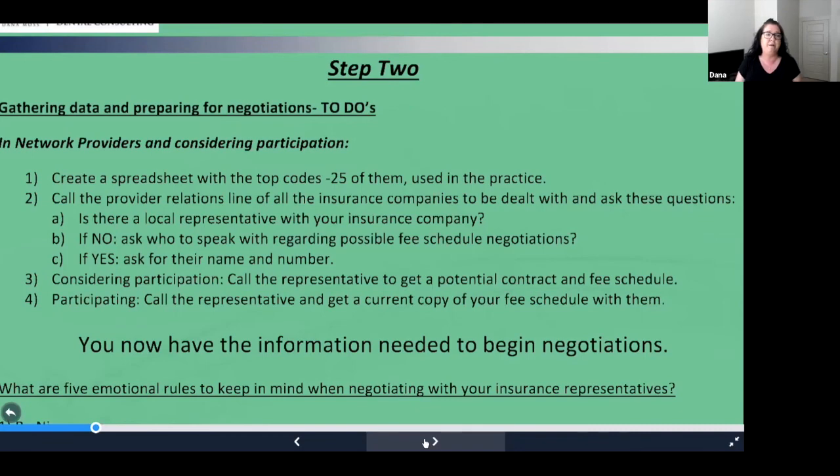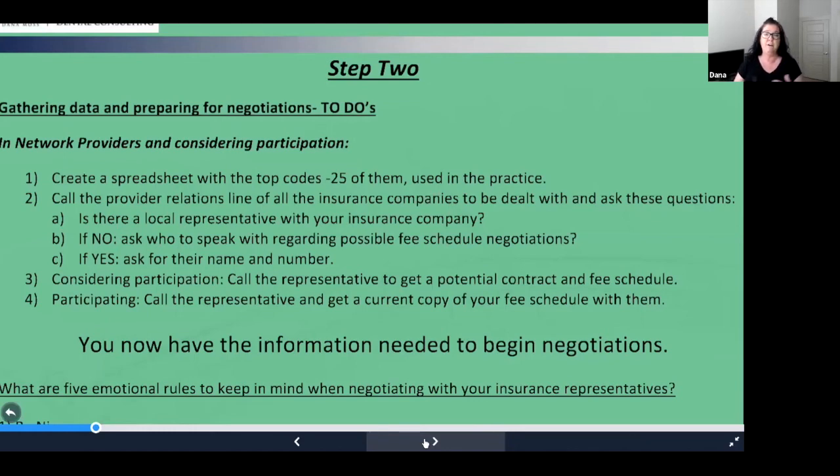So when you call them, I want you to ask this question: is there a local representative with Cigna that I would work with? Okay, so let's say they say, yep, there is. And if there is, I want you to get that rep's name, phone number, and email. Sorry, I don't have email up there. So please get their name, their phone number, and their email. If they say no, there is no local rep for your area, I want you to ask, who do I need to speak with regarding possible fee negotiations?